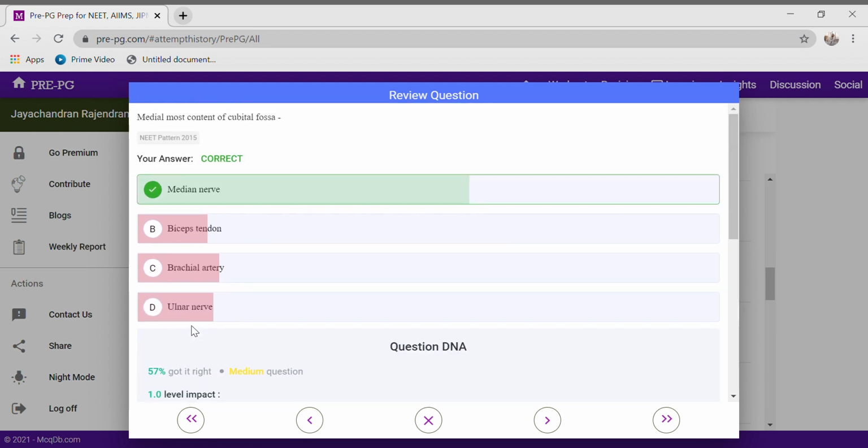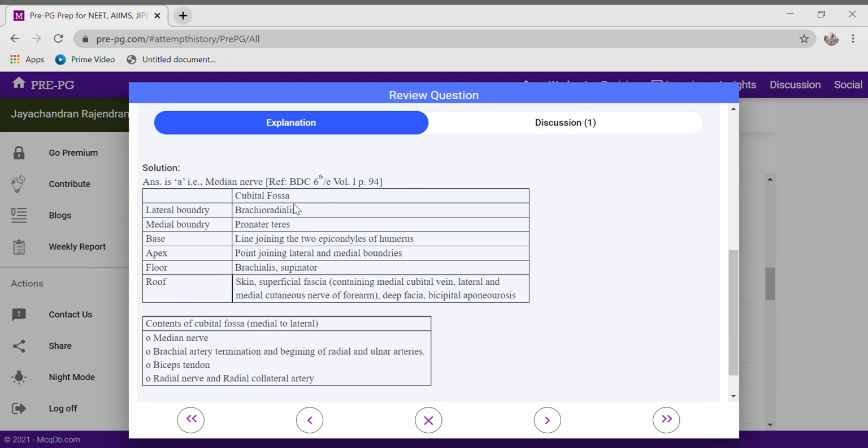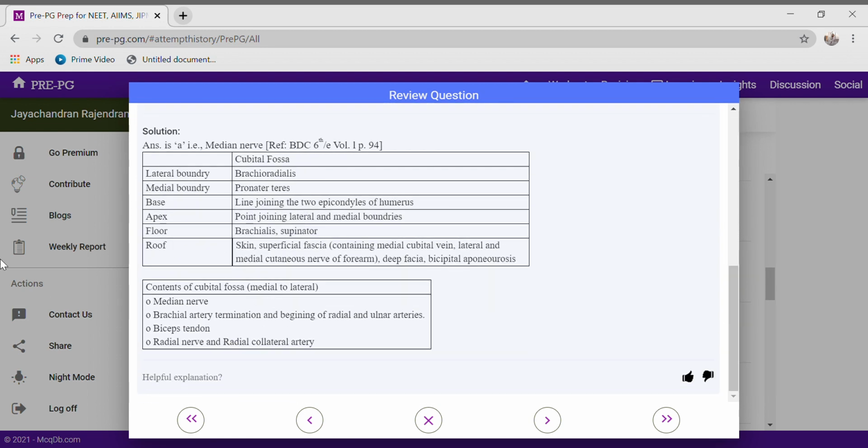So this is the same thing, you can see this, and the contents are very important from medial to lateral. The medial most is the median nerve, then comes the brachial artery, which terminates as radial and ulnar artery, then the biceps tendon, and the radial nerve and the radial collateral artery. You can remember only the radial nerve, which is enough. This is medial to lateral. The medial most is the median nerve.